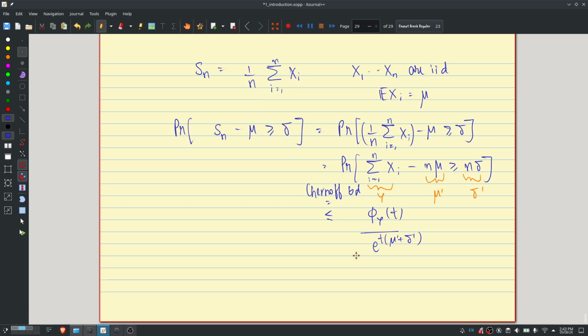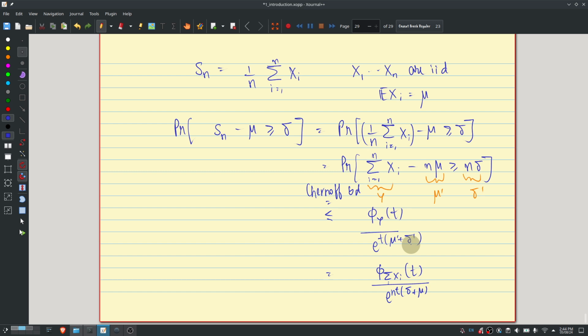All right, and if I just plug in for y, mu prime and delta prime, I get phi summation over i xi of t divided by e raised to t times (n mu plus n delta), since mu prime is n times mu and delta prime is n times delta, right? But what is the moment generating function of the sum of IID random variables?